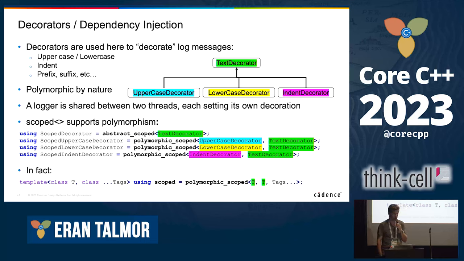Now, the scope library is polymorphic, or it supports polymorphism, and I actually kind of lied a bit at the beginning. Scoped is not a template, scoped is an alias. And the real templates are two. One is the abstract scope, which declares the top kind of abstract type that you're scoping, and then polymorphic scope is for each child. So a scoped is basically an alias to a polymorphic scope that has the same type for the base class and the child class.